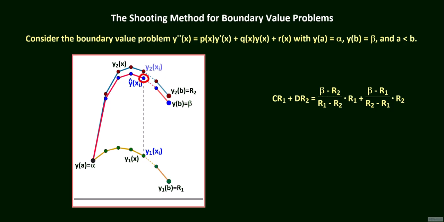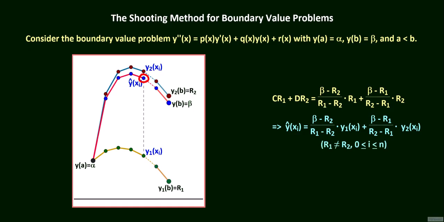If y hat of x sub i is the shooting method's approximation for y of x sub i, then y hat of x sub i equals c, which is this fraction, times y sub 1 of x sub i plus d, which is this fraction, times y sub 2 of x sub i, provided that r sub 1 is not equal to r sub 2.